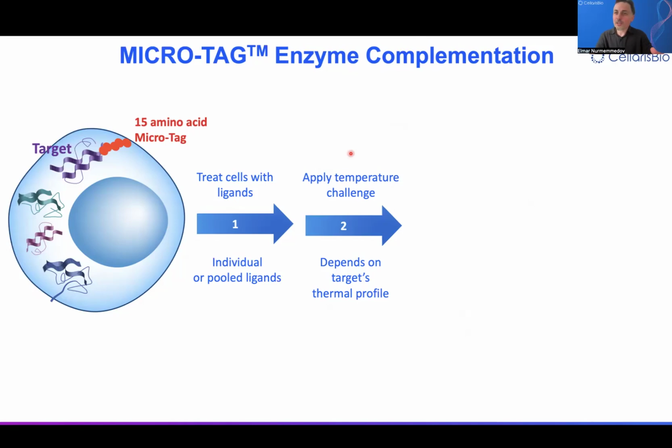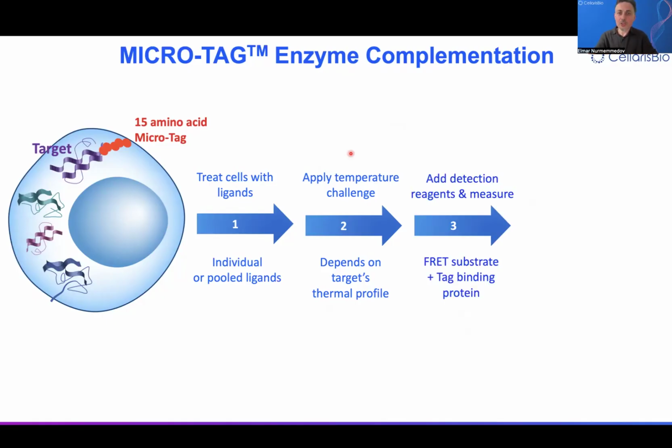And if the ligand is available and potent enough to engage with your target in the cell, it would rescue the target from that denaturation, and you would see a biophysical delay in destabilization of your target protein. To detect a signal, you would add the tag binding protein, which is a large subunit to the microtag, as well as a FRET substrate, which is a very specific substrate.